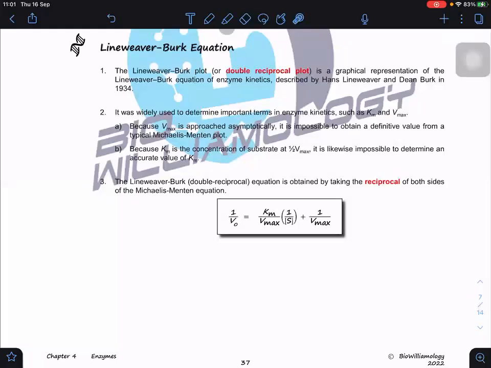Okay, so now, in fact, what we have learned in the previous lessons, where we have derived this Michaelis-Menten equation. This Michaelis-Menten equation actually has a limitation. So now let us look at what the limitation is.